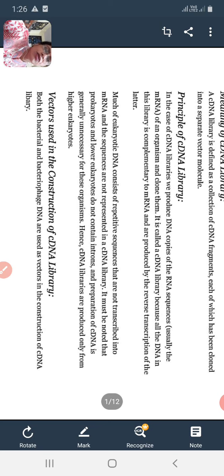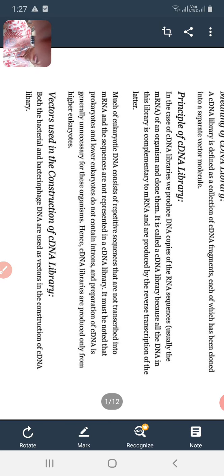In the case of cDNA libraries, we produce DNA copies of the RNA sequence, usually the mRNA of an organism, and clone them. It is called a cDNA library because all the DNA in this library is complementary to mRNA and is produced by the reverse transcription of the latter.